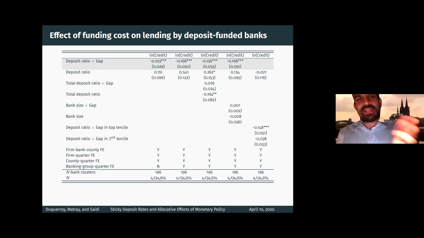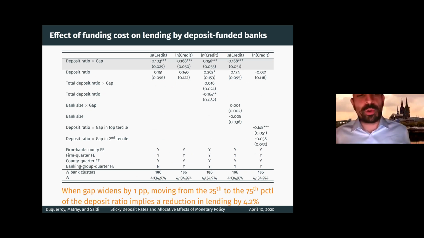And what we see in the first two columns, even after including banking group quarter fixed effects, is that regulated deposit-dependent banks reduce their lending if the funding cost gap goes up. Okay? Indeed, when we want to quantify this, when the gap widens by 1 percentage point, moving from the 25th to the 75th percentile of the deposit ratio implies a reduction in lending by 4.2%. That is sizable and within the literature, reasonable.